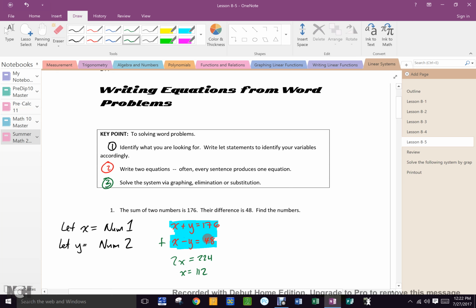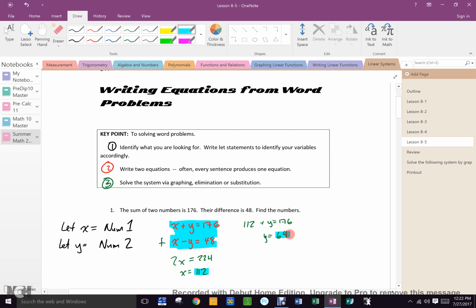So if I know what X is, can I solve it? 112 plus Y equals 176. Y equals 176 minus 112, which is 64. And there is my answer.